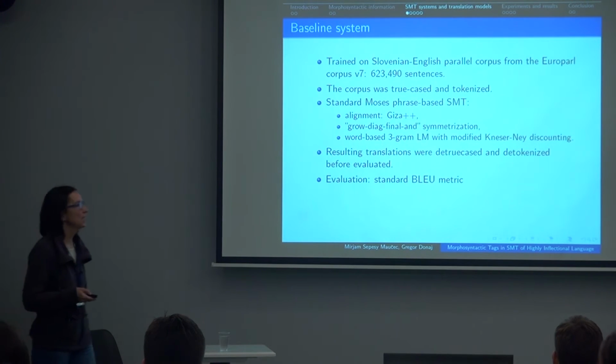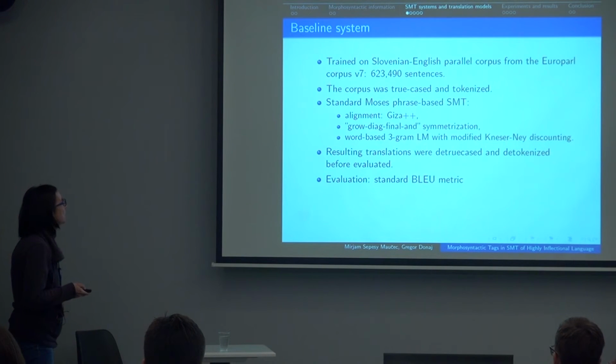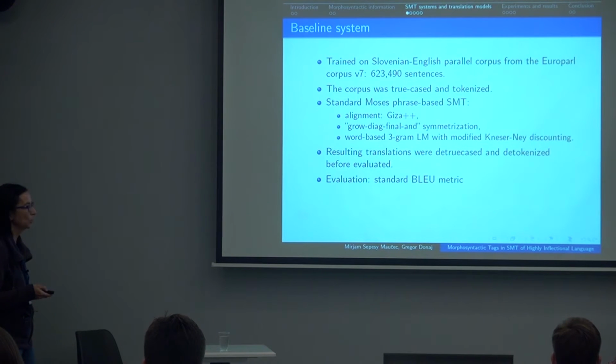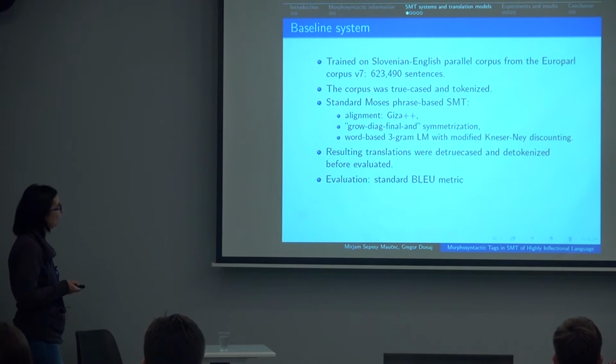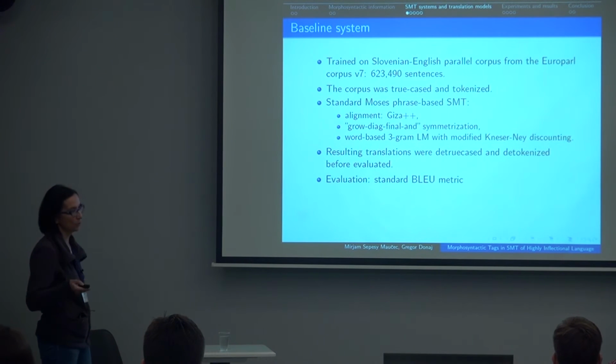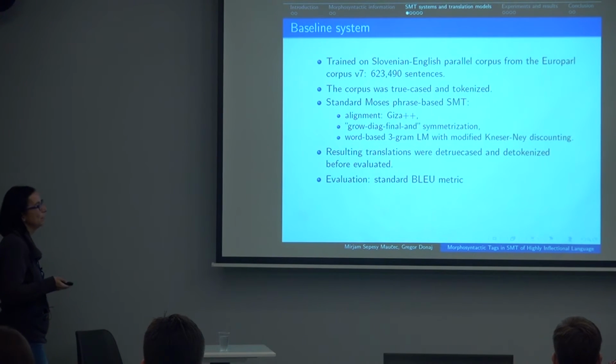So what was our baseline system? In all our experiments, we used the Slovenian-English parallel corpus from Europarl corpus version 7. It is a corpus of talks from the European Parliament. In our case, it has 623,000 sentences and about 16 million words on the English side and 14 million words on the Slovenian side. The corpus was true-cased and tokenized, and then a standard Moses phrase-based statistical machine translation system was trained.